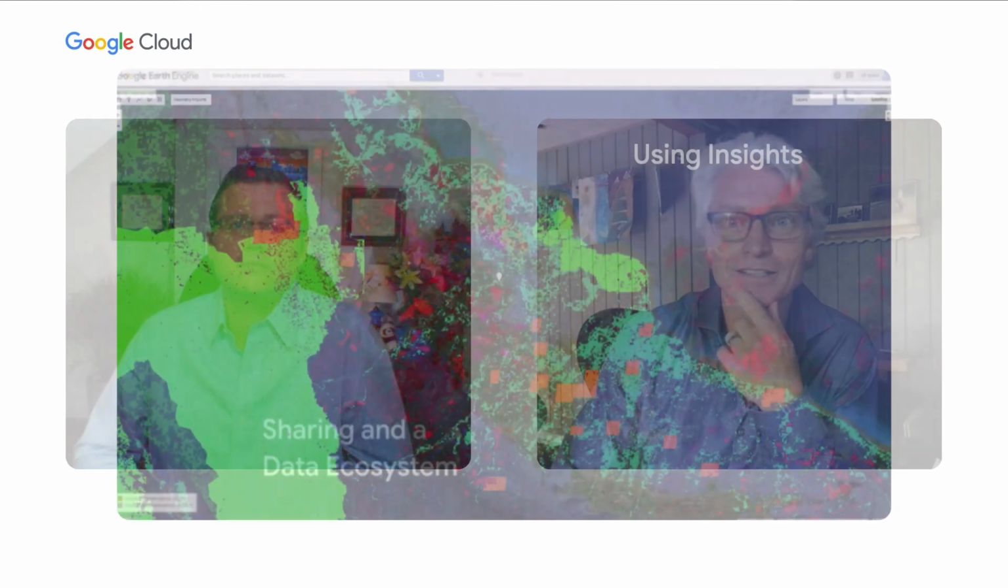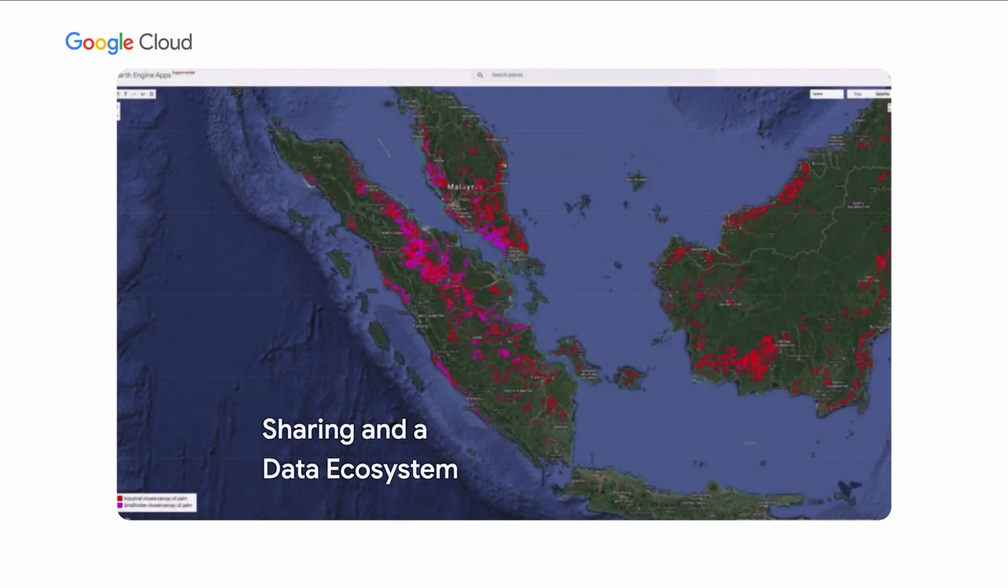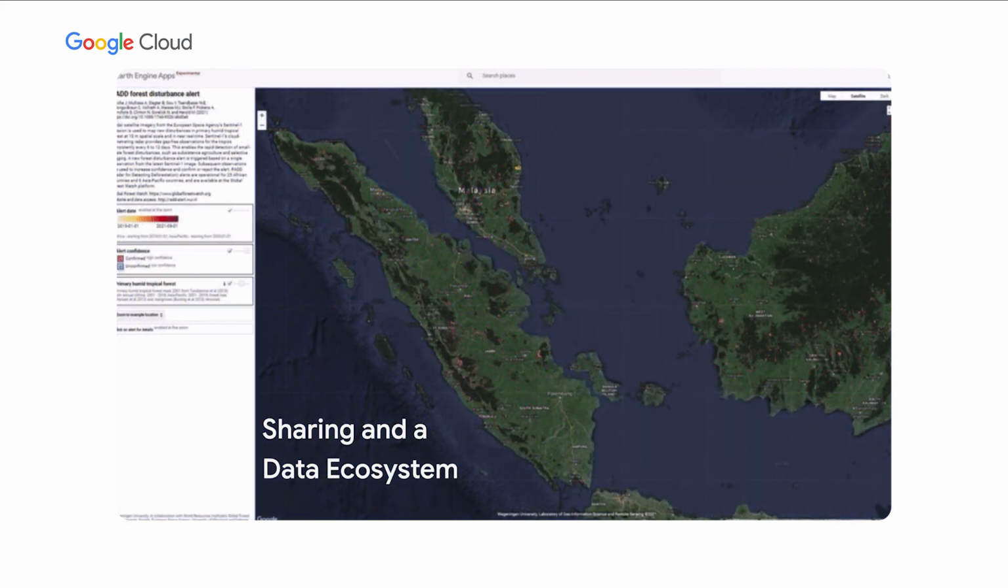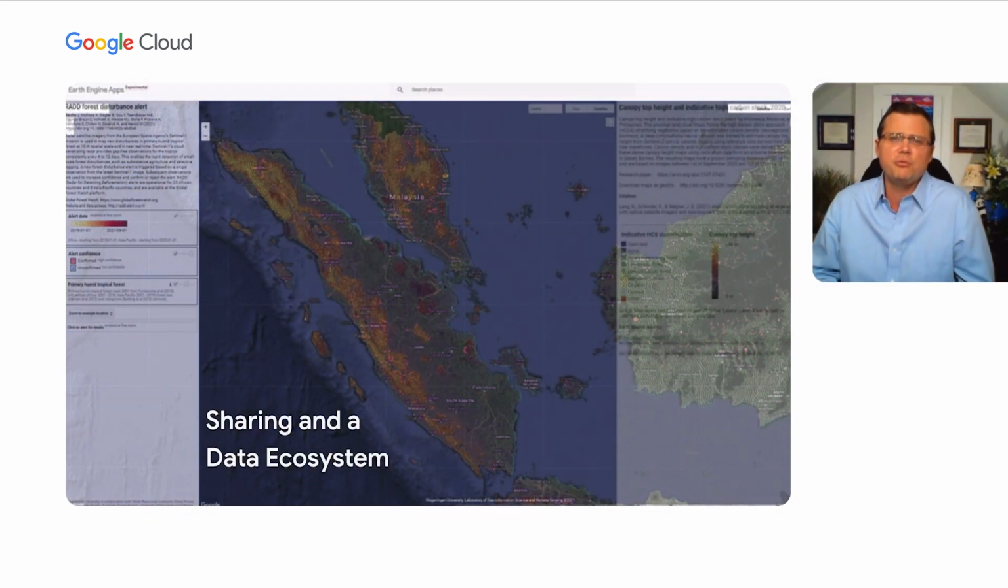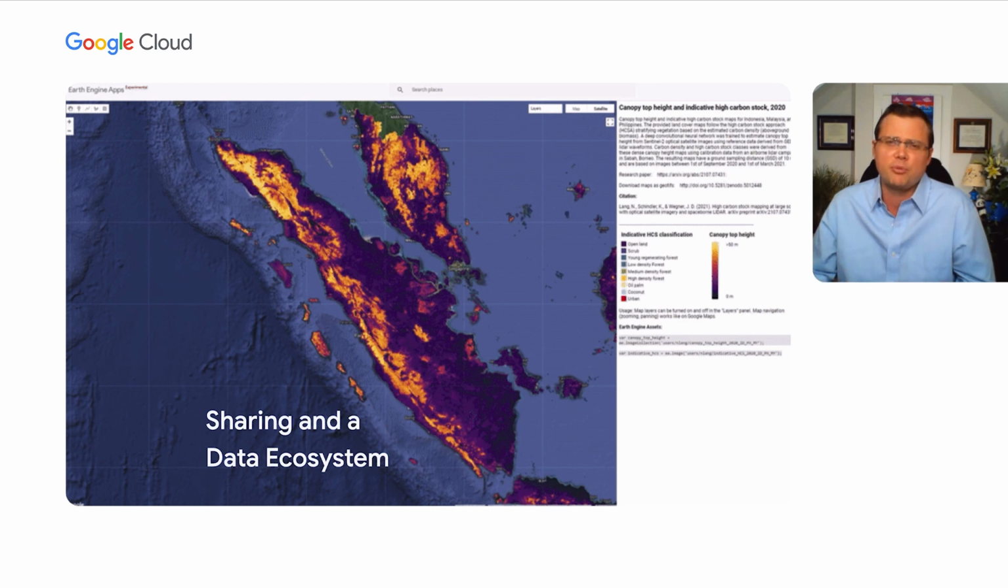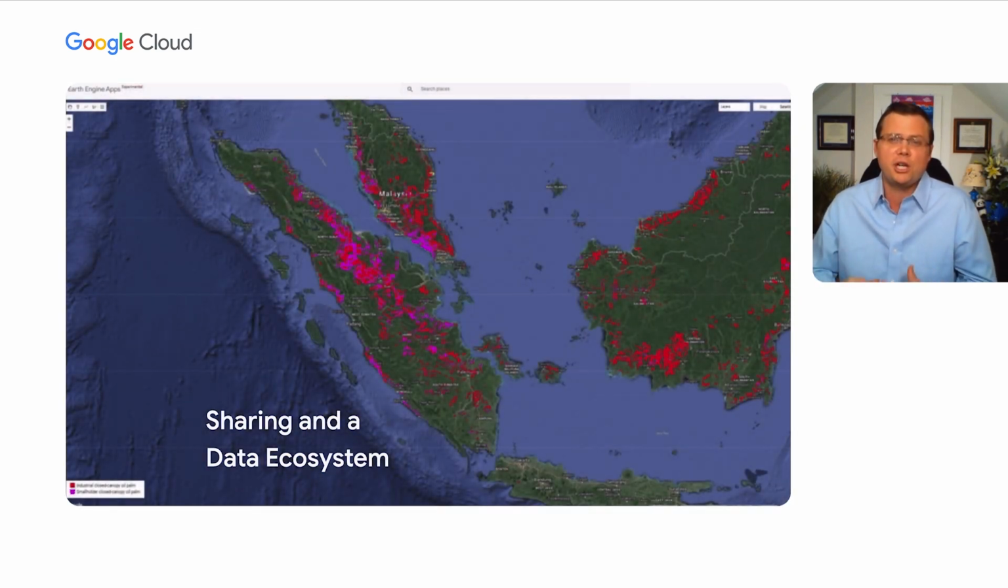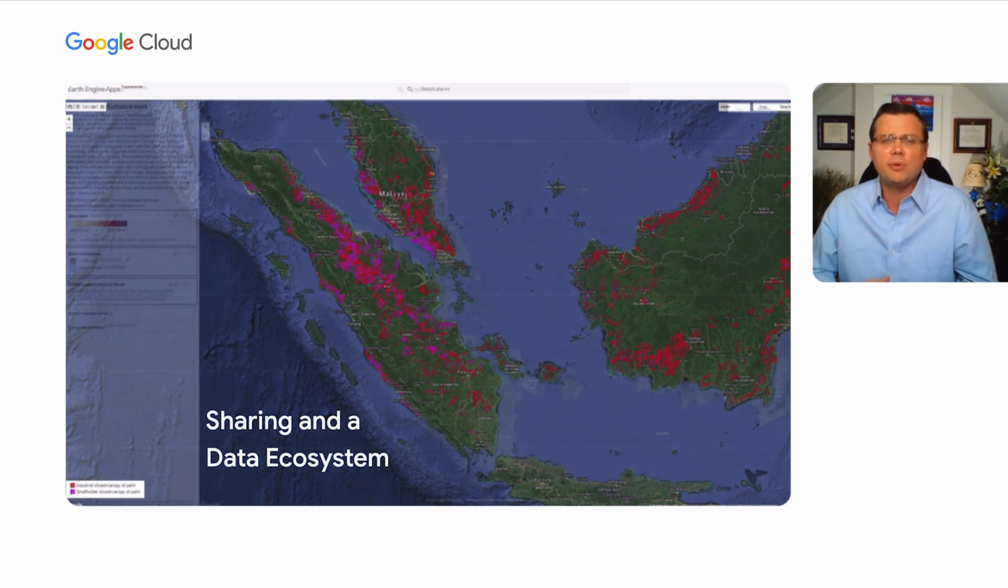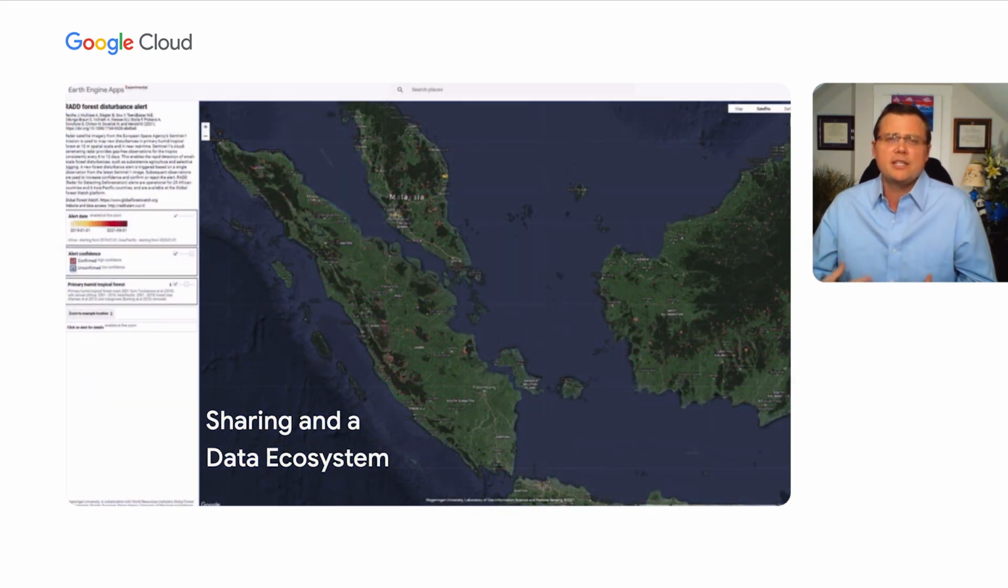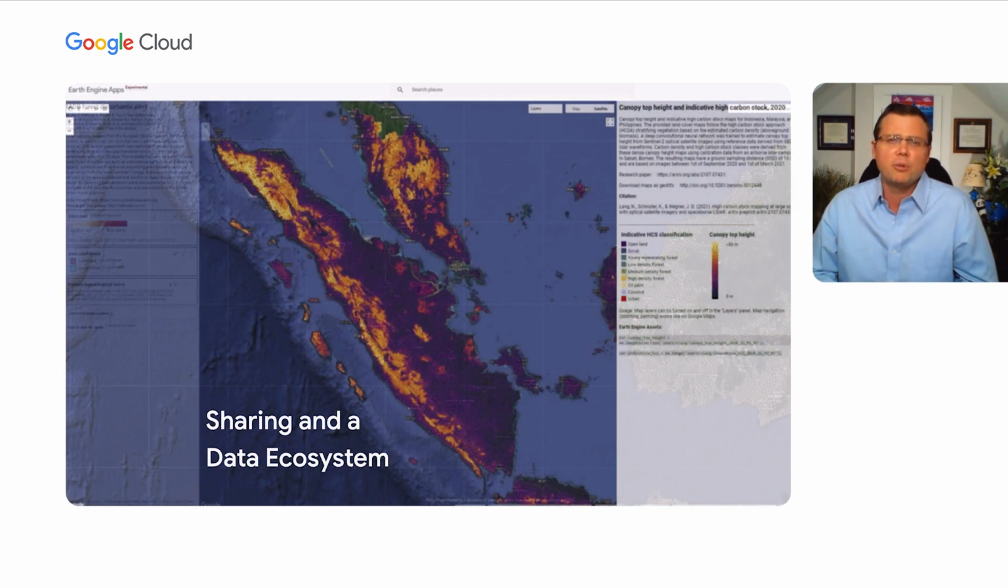So now let's talk about sharing that. Yeah, definitely. And this is, I think, where it gets really exciting. And so what we're cycling through here are 3 recent examples coming out of top research groups that use Earth Engine apps to publicly share these critical data on planted palm, where it's planted, deforestation, and forest carbon.